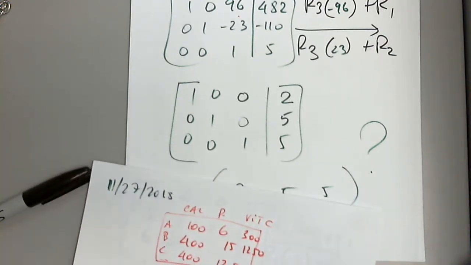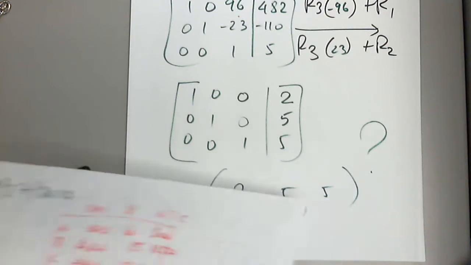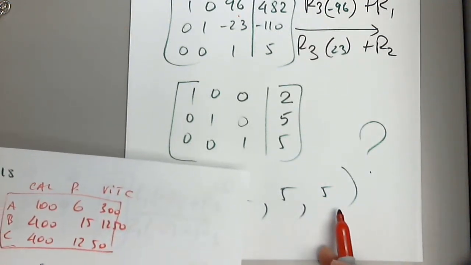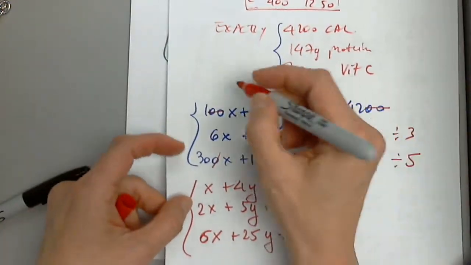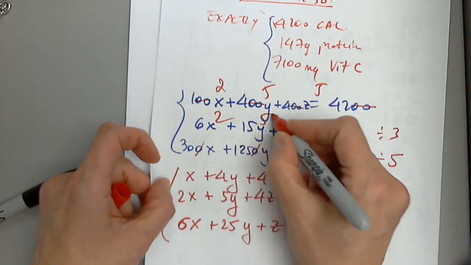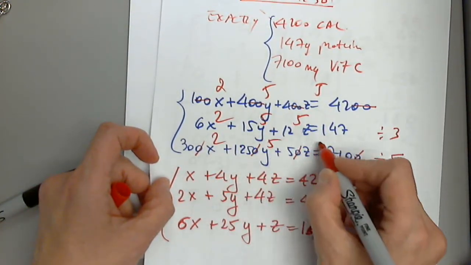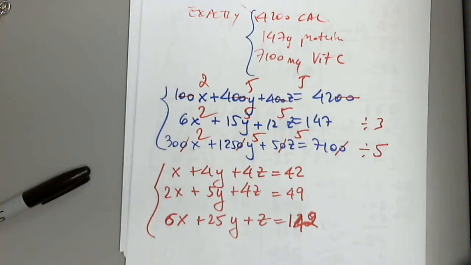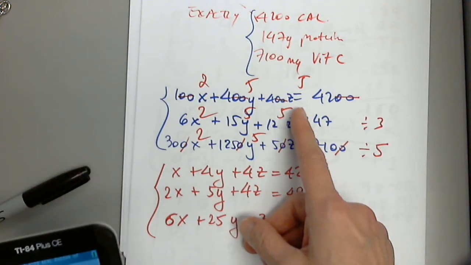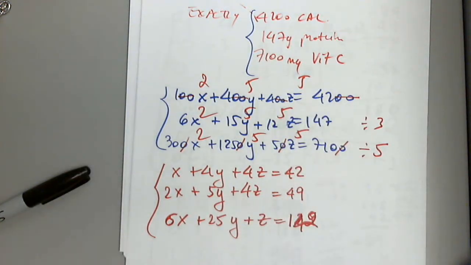So it appears that food A needs 2 ounces, food B 5, and food C 5. So 255. Now let's check. So 200 plus 2,000, that's 2,200, plus 2,000, that's 4,200.